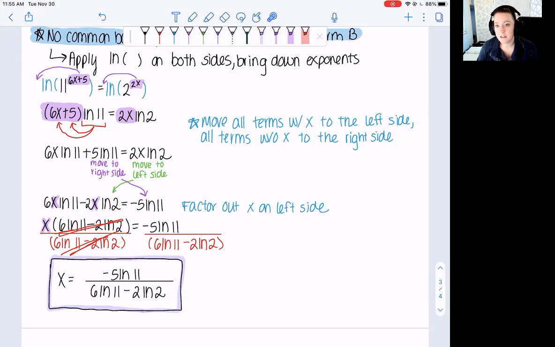Now, I will tell you, on my lab, they are also going to have you give an approximation. So it'll ask you for the exact answer, which would be this, and then an approximation where you would type this into your calculator. So the first part will be the exact answer. The second part will be the approximation.